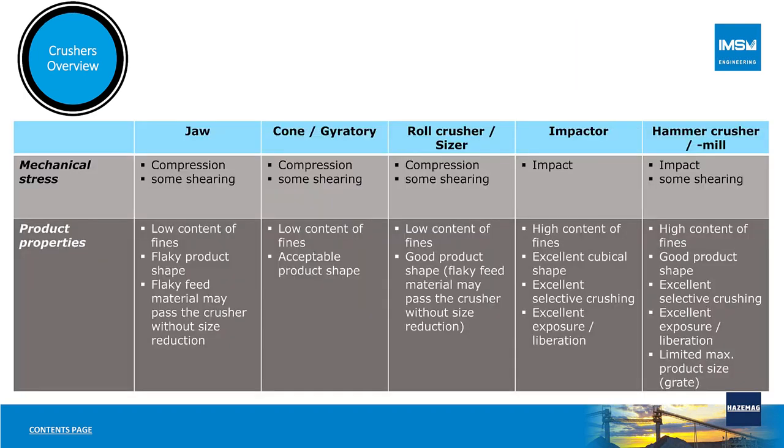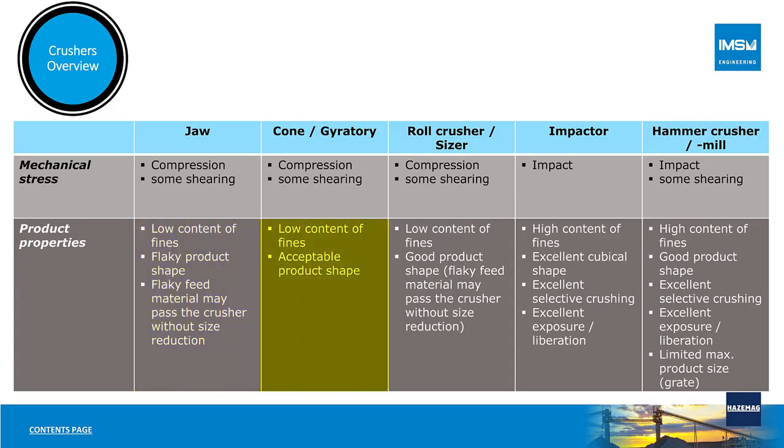If we compare the different types of crushing technologies based on the mechanical stresses they employ, we will see that jaw, cone, and roll crushers primarily make use of compression crushing and some shearing, while the impact type crushers, being the impactor and hammer mill crushers, primarily use impact crushing with some shearing in the hammer mill. Given the design of the different types of crushers and the mechanical stresses they use, you end up with a product with different properties. Jaw crushers produce a very low content of fines and a flaky product. This is due to the geometry of the crushing chamber.